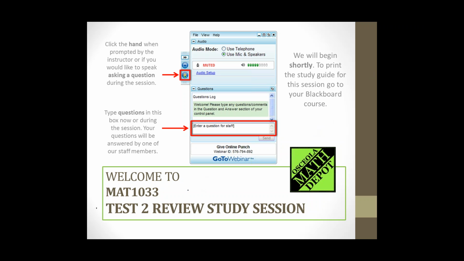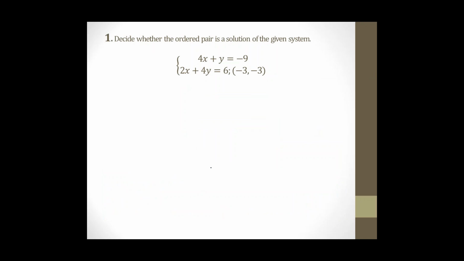Give me just a second to move to the next page right here. So the first question says, decide whether the ordered pair is a solution of the given system. So we're dealing with systems of linear equations, and we are given two equations. Most likely they are crossing at one point, and we're basically checking if the point, which is right here, -3, is a solution to the system.